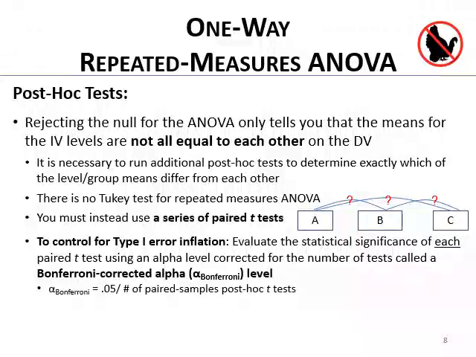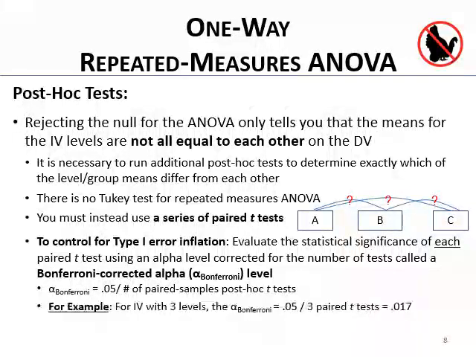And how's that? Well, here's the formula. It's real simple. You take the alpha level you want to keep, 0.05, and you divide it by the number of tests that you're going to be using that to determine the statistical significance of. So 0.05 divided by 5 tests, you'll be evaluating each paired t-test at alpha of 0.01, for example.